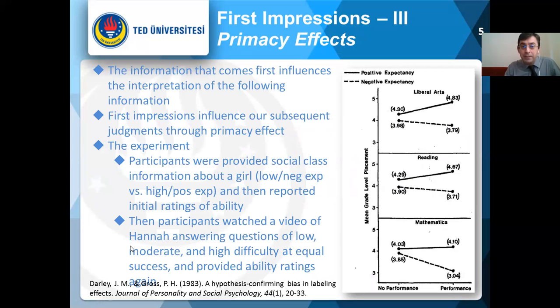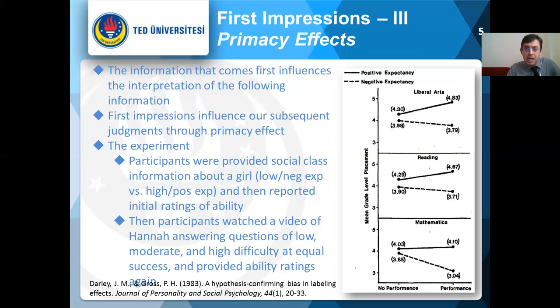Well, it might be good, it might be bad, but we will refer to possible biases in terms of how our first impressions might influence our further judgments about these people. Now here we have a classical study by Darley and Gross, conducted in 1983. In this study, they examined the so-called primacy effect.